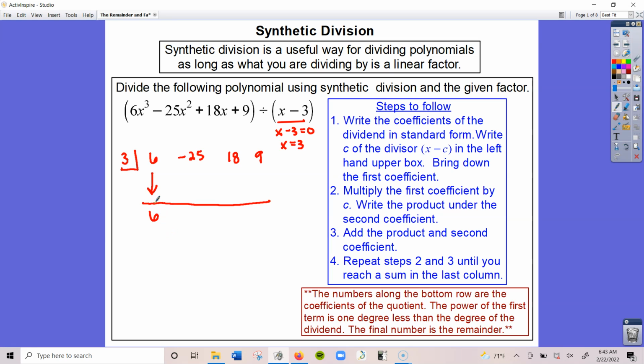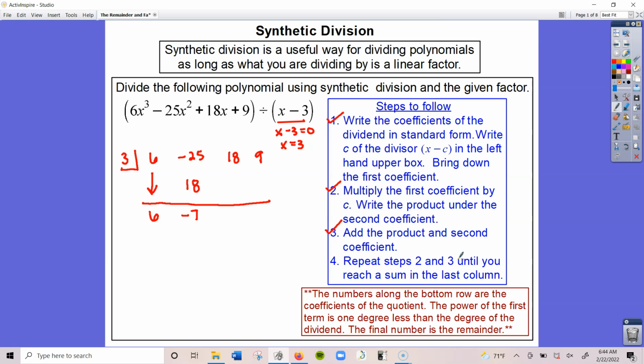Now what we do here, it's a pattern. You're going to take whatever number is in the bottom and multiply it by the number in the box. 6 times 3 is 18. So that is step 2. And we write it here. Next, we add the product and the second coefficient. So we add these together. Negative 25 plus 18 is negative 7.